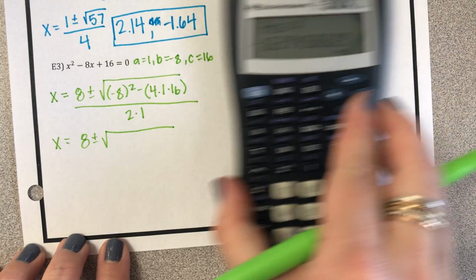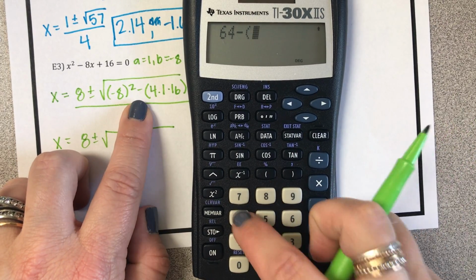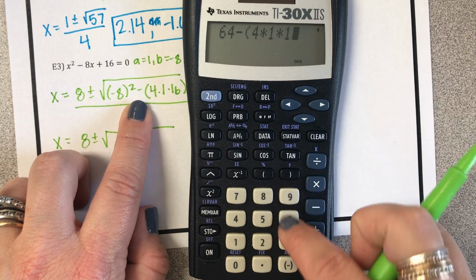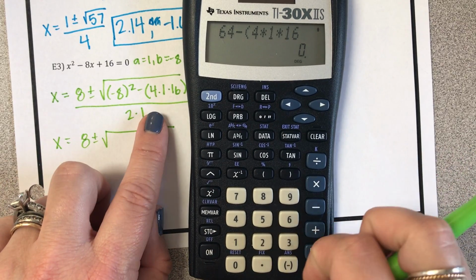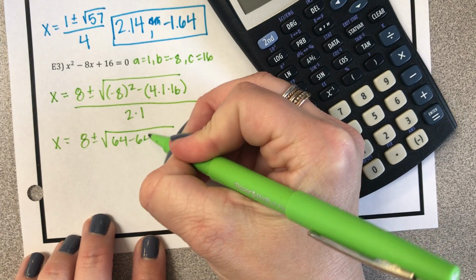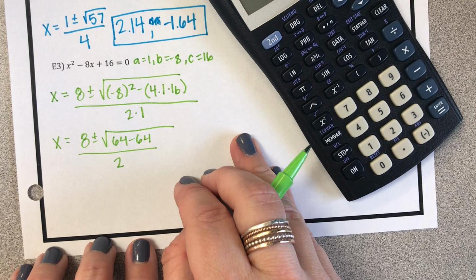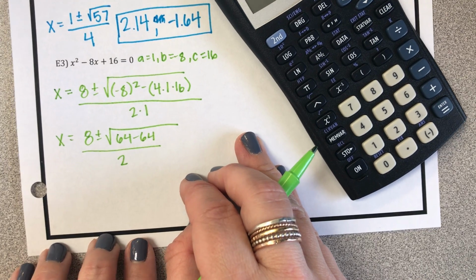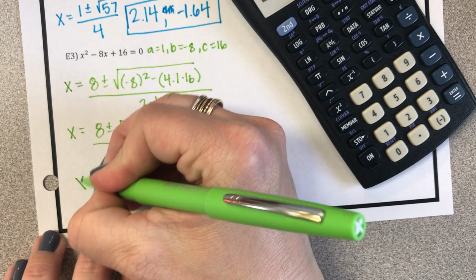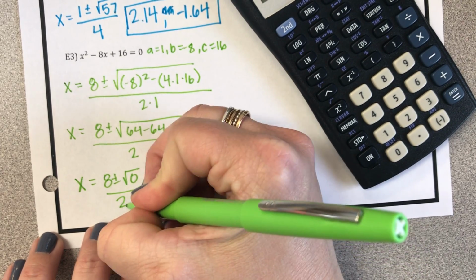Okay, so x equals 8 plus or minus the square root. That's 64. Okay, and then minus 4 times 1 times 16. So that's 64, all over 2a. So what's the square root of 0? Like, what is happening here? So I have x equals 8 plus or minus the square root of 0 over 2.